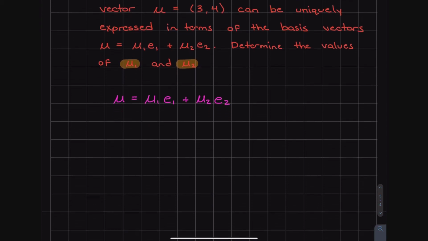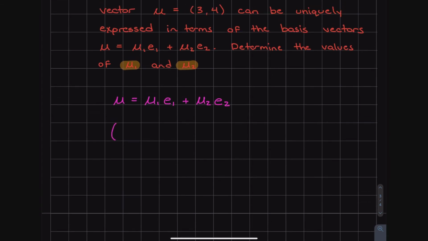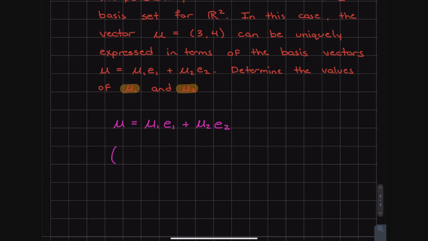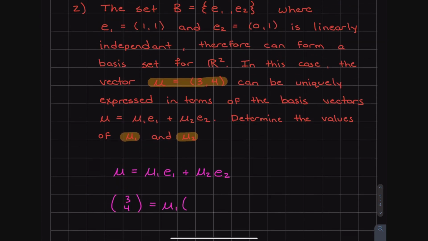So what we do from there is, well, we know u and we know e1 and e2. So let's just sub in values and see what happens. So we know that u is given right here: u is equal to (3, 4). So right here we're going to have (3, 4), and this is going to be equal to u1. We don't know u1 yet, so I'm just going to leave it at that, times e1, and e1's a vector.